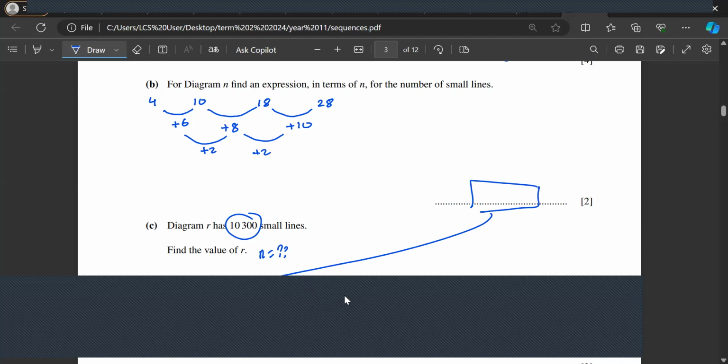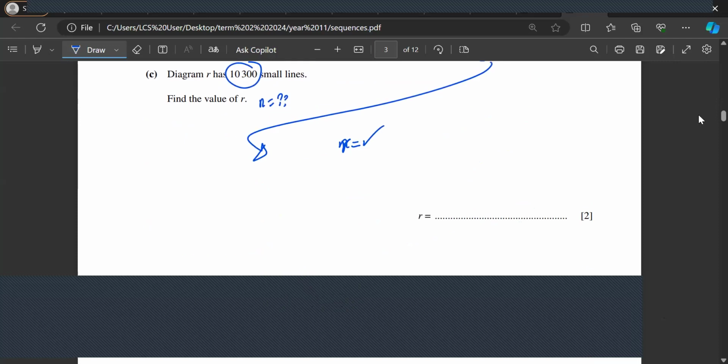Okay? But there is a problem here. When you do this, you will get two answers of R, one positive and one negative. For sure, the negative is rejected, so you will take the positive one. Okay? Can we go through the cubic one back?